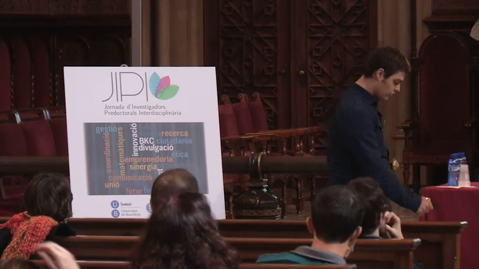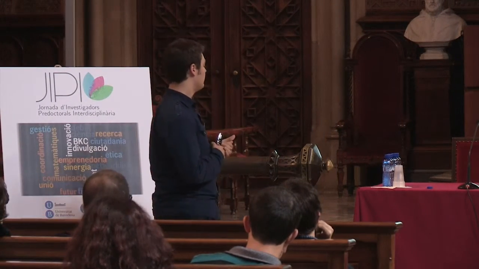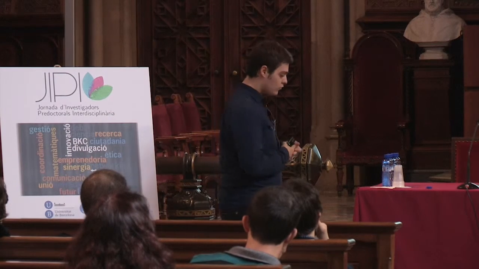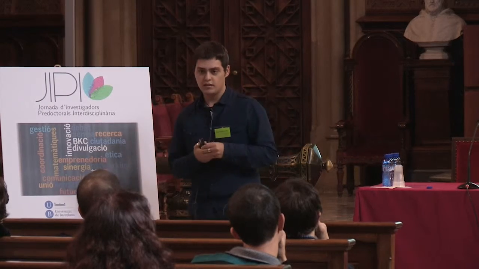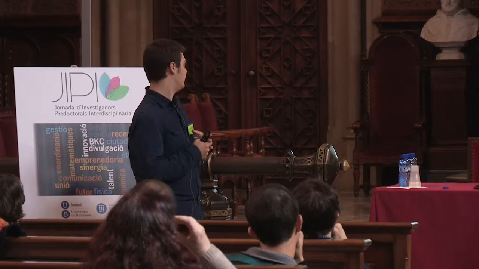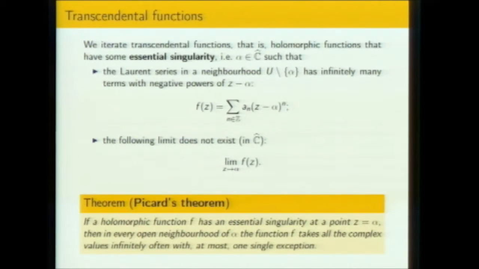But we don't study polynomials in my research group. We do transcendental dynamics, which means that things are a little bit more difficult. What does it mean, transcendental? Transcendental means that the function has some essential singularity. This is the precise definition of what is an essential singularity, but you should really understand it as just a bad point, right? And why it's a bad point?